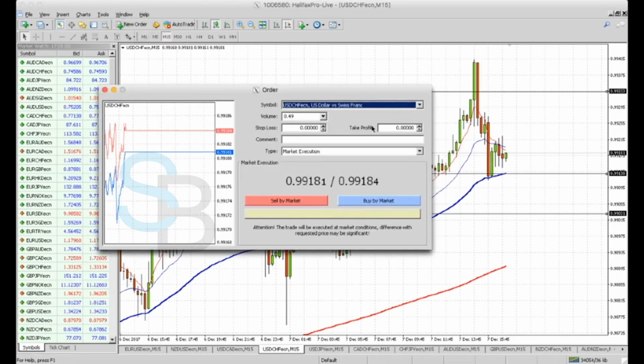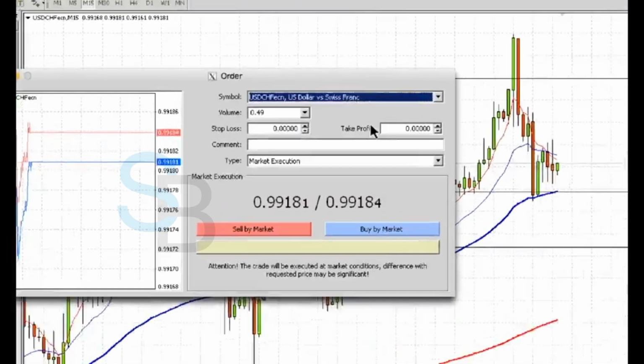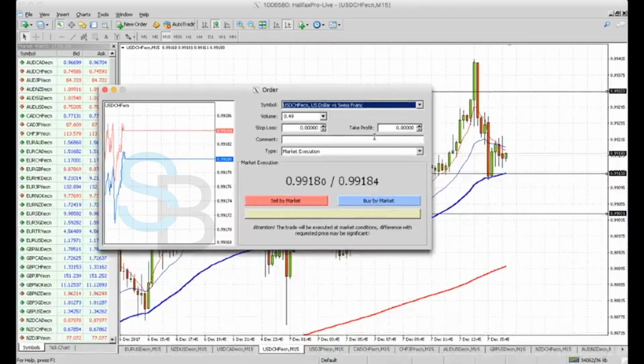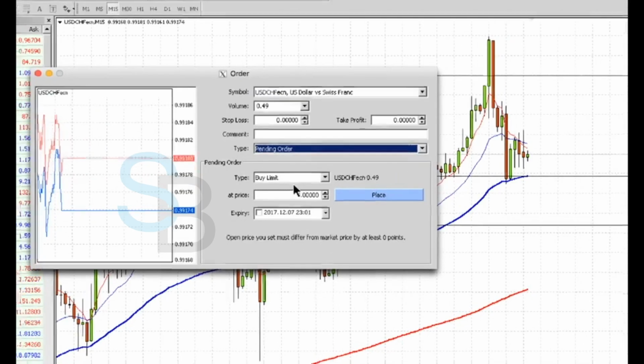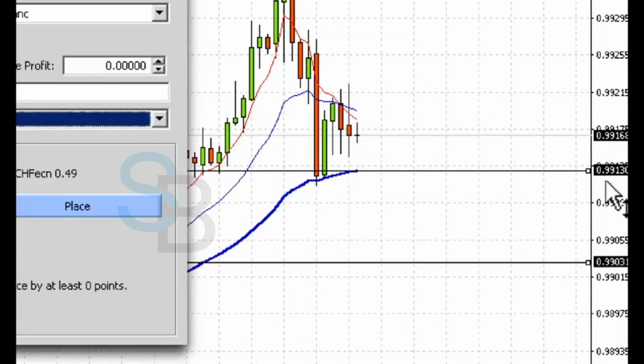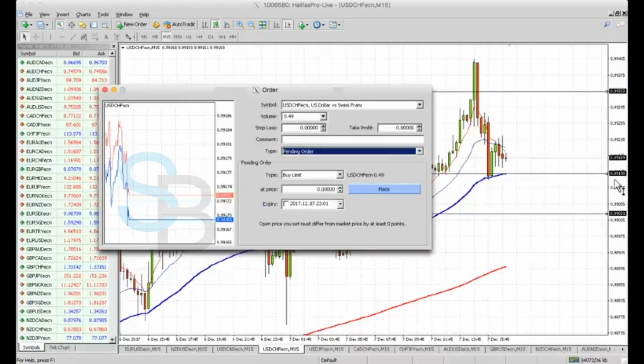So I use my position sizing formula to calculate the position size I need. And I'm going to use a buy limit order, so it's going to be a pending order. Buy limit at 9913. Stop loss at 9903.